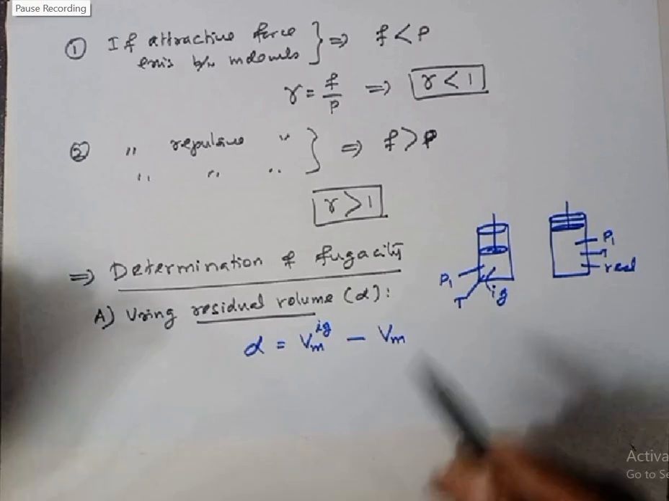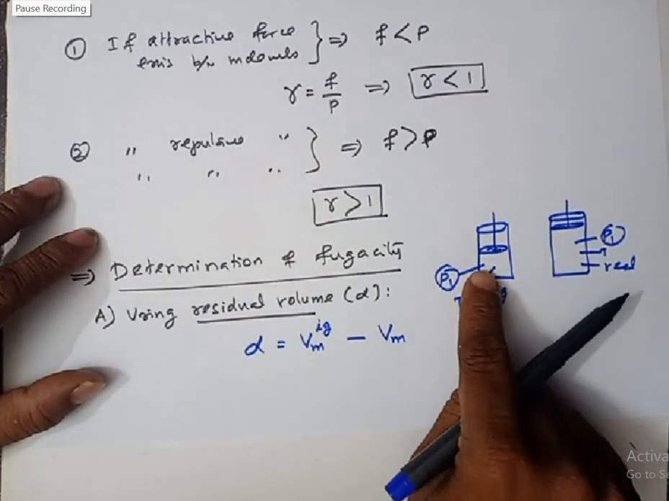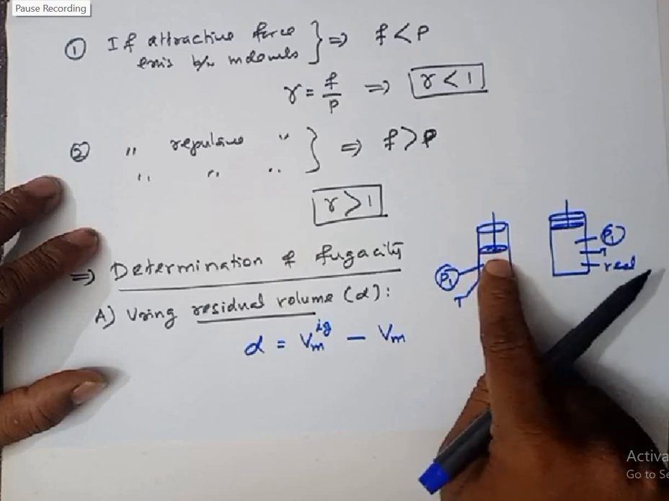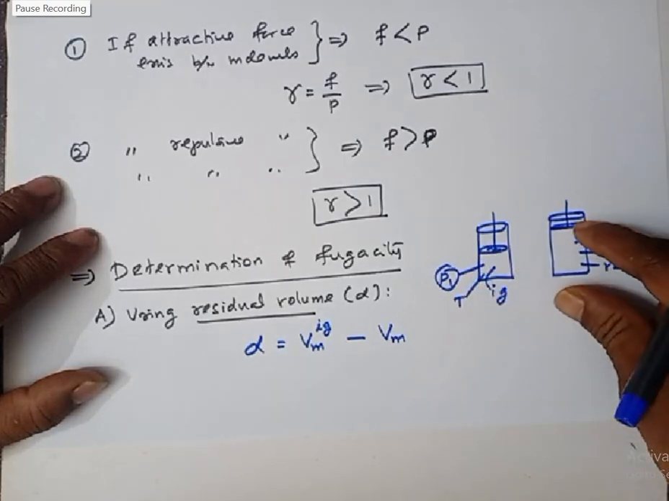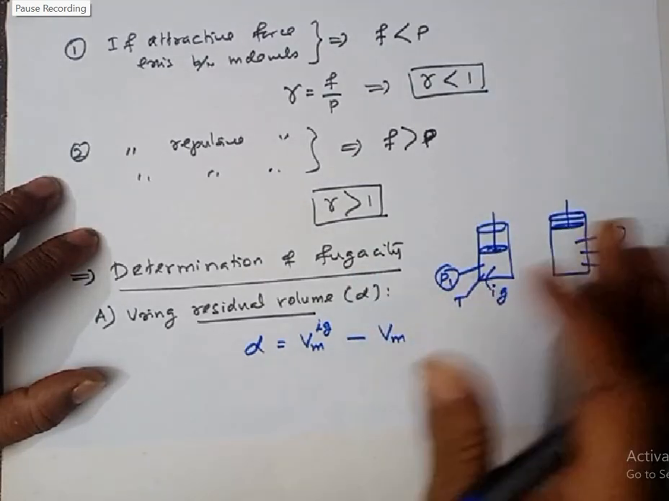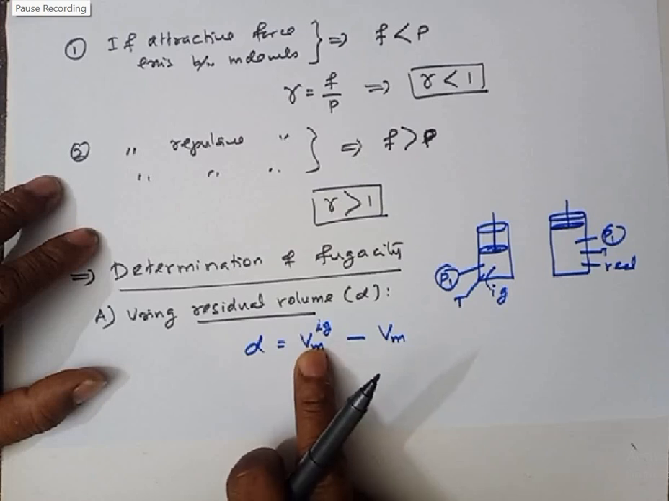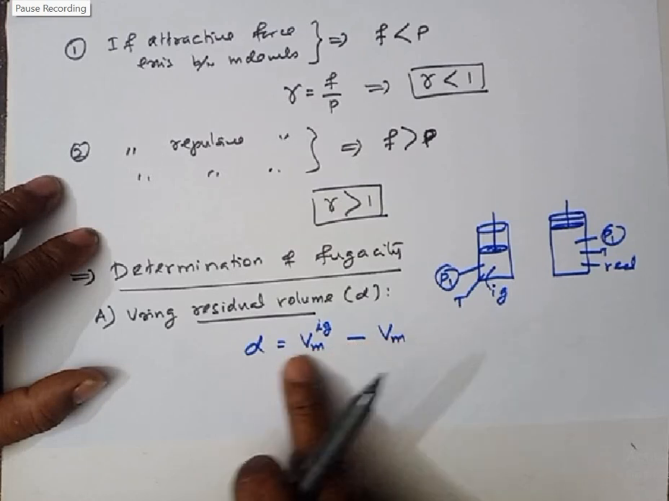Now, at some pressure P1, 1 mole of ideal gas occupies some volume and 1 mole of real gas occupies some volume. We can measure the volume experimentally. So, what is the volume of the ideal gas minus the volume of the real gas? You will get alpha.